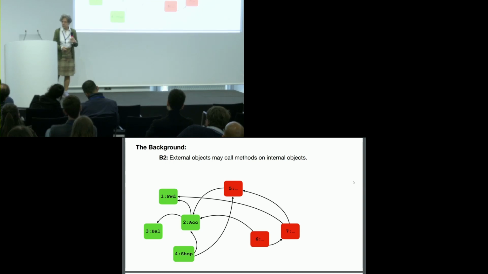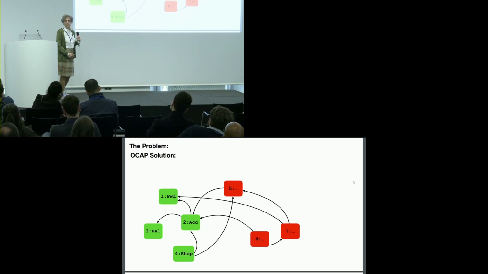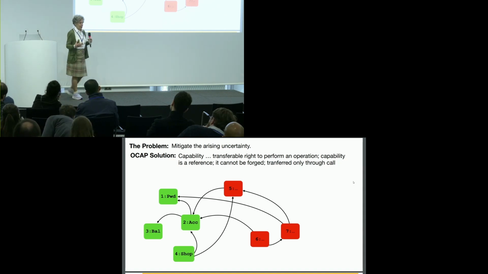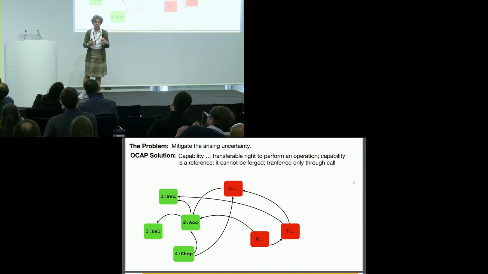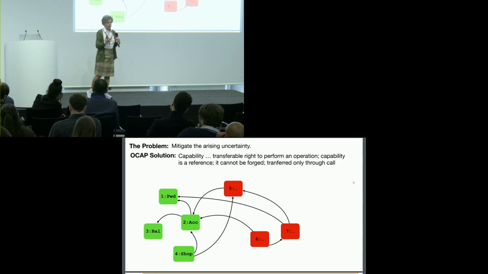So the external objects may call a method on the internal one. So here is 6 calling a method on 2, 5 calling a method on 2. The internal objects may call methods on the external one. So here is the shop calling a method on 5. And the solution, as I said earlier, to this uncertainty that comes from that intertwining, is to use object capabilities, and the capability is this transferable right to perform an operation.